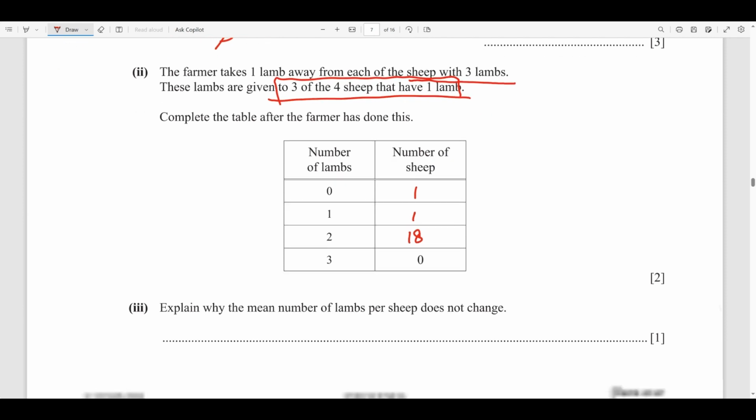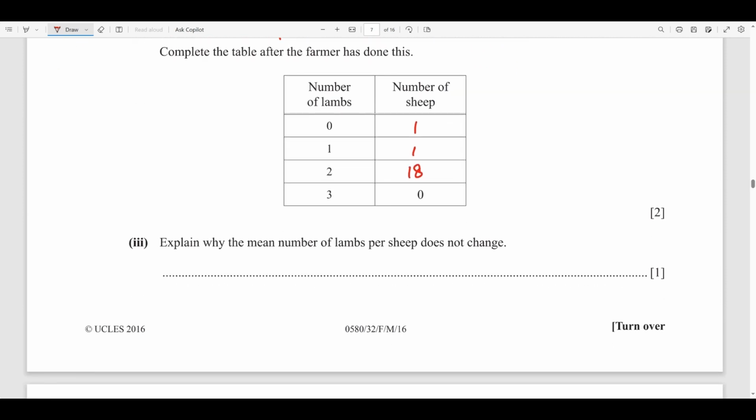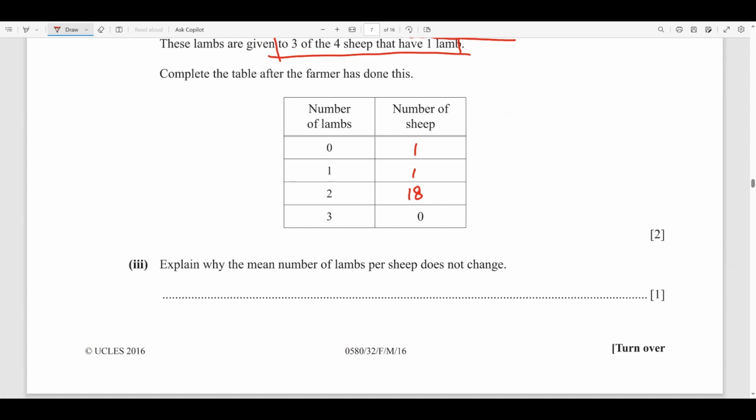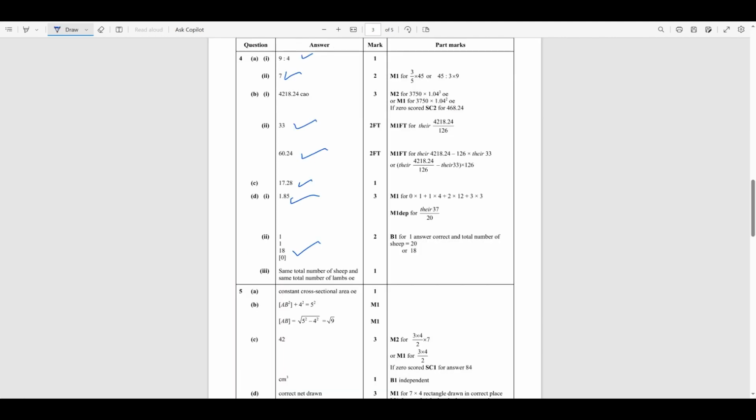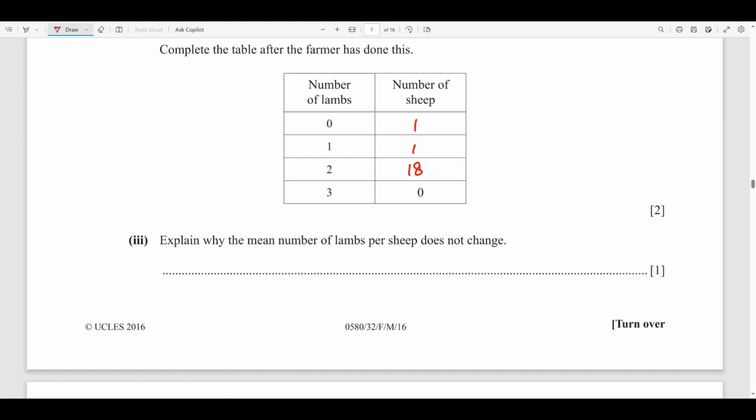All right, explain why the mean number of lambs per sheep does not change. Okay, the mean number of lambs I don't think would change because the number of lambs and the number of sheep is still the same. I don't think it would change because it's only transformed from one category to another. It's the same number of lambs, same number of sheep, right? Same number of lambs and same number of sheep. So that's why it wouldn't change the mean.